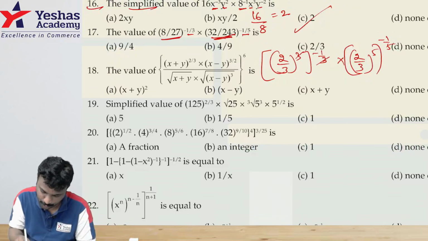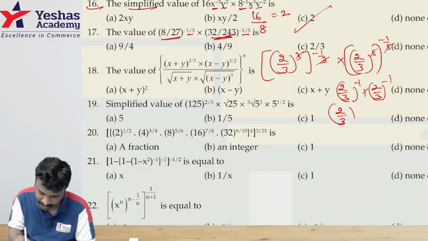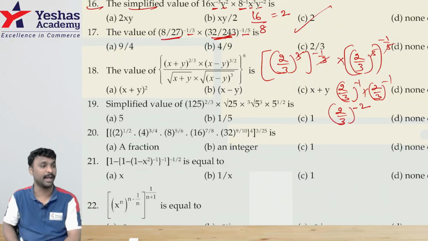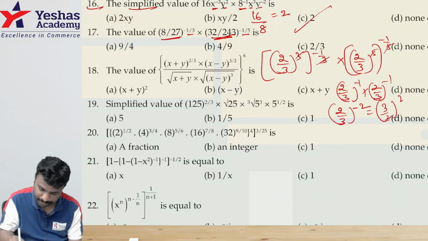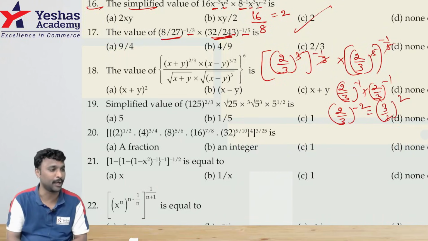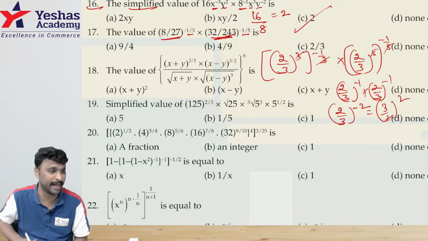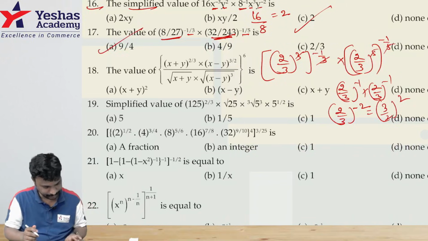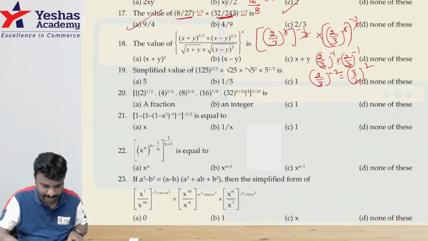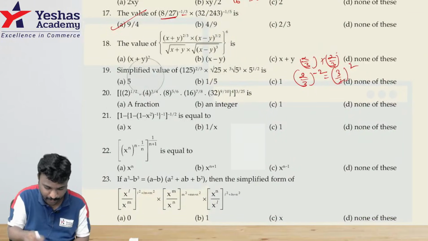Yes, what will happen? 3 cancel. So 2 by 3 power minus 1 and 5 cancel. 2 by 3 power minus 1. So isn't it 2 by 3 power minus 2? Yes. Or you can write 3 by 2 the whole square. If you take the reciprocal, negative power becomes the positive one. That means 3 by 2 whole square is 9 by 4. Option A is the right answer. Guys, moving on to the next question.